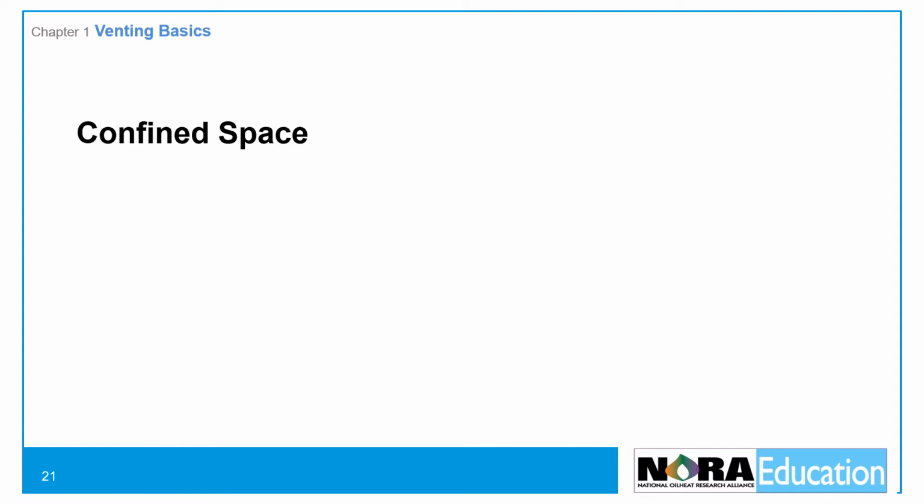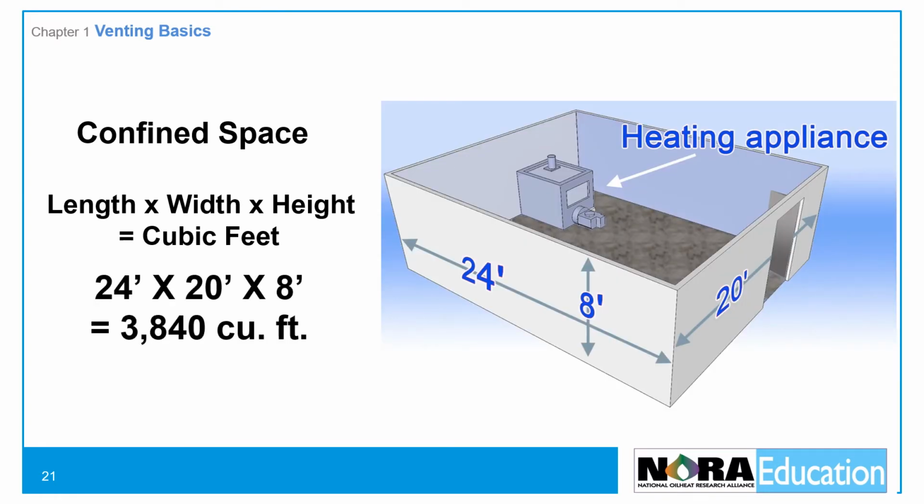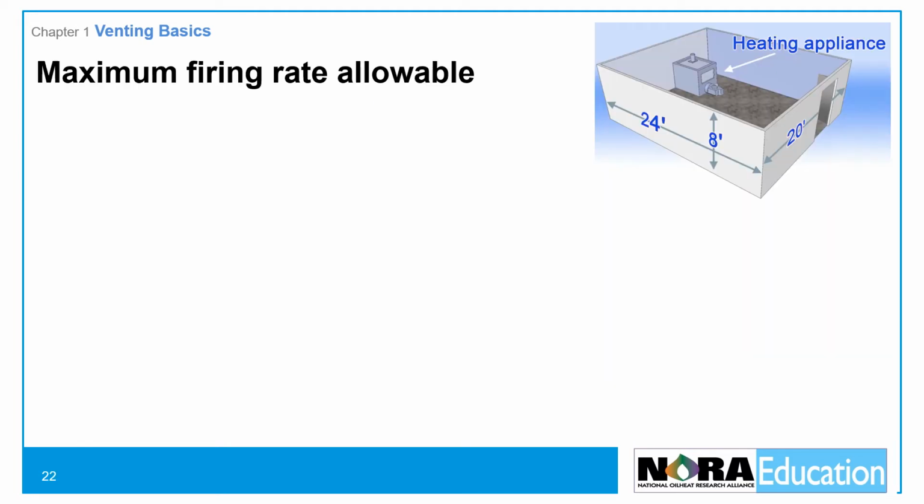And to determine the total cubic feet of a room, multiply the length times the width times the height, and that equals the total cubic feet. So if a utility room is 24 feet long by 20 feet wide with an 8-foot ceiling as shown in this illustration, you need to multiply 24 by 20 times 8, and that will give you the number of 3,840 cubic feet. To determine the maximum BTU firing rate allowable in this room, we need to start with the volume of the room, which is 3,840 cubic feet.